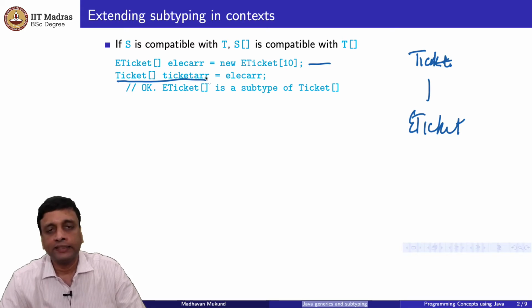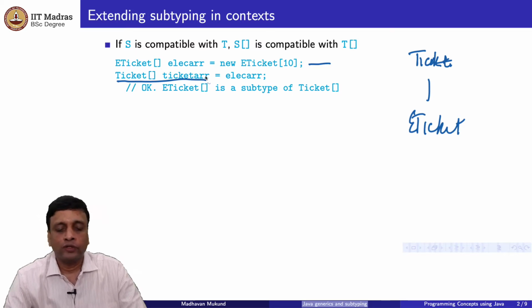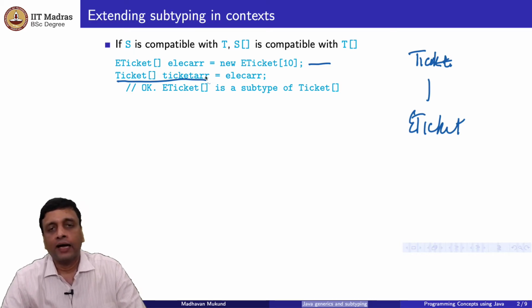Wherever we expect a super type variable, we can associate a subtype value. So with a super type array, an array of type ticket, I am allowed to associate an array of type e-ticket, because this is the general type compatibility between super types and subtypes for individual objects, and it extends to arrays. So this is fine. Now let's see what happens if we directly try to manipulate.